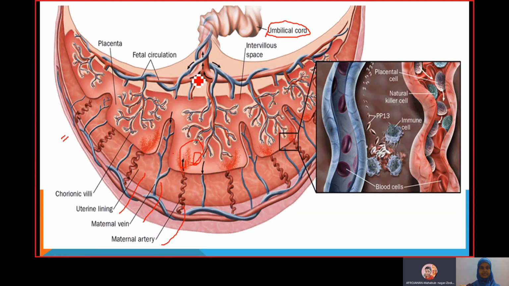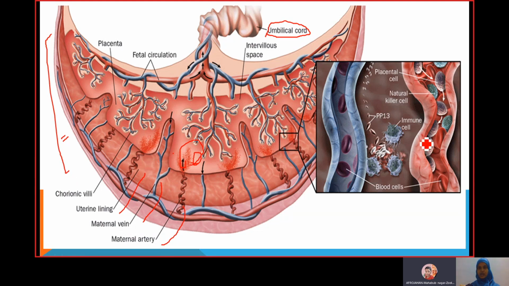See, these are the arteries, red colored. These arteries will take the blood and supply it to the fetus. These veins will take the deoxygenated blood from the fetus. This is the exchange mechanism or transport mechanism of the food substances from the mother to the growing fetus. This structure we are calling placenta.